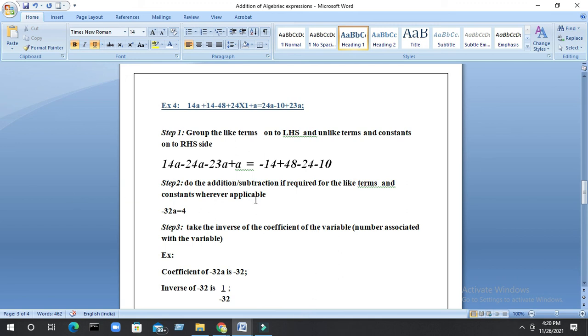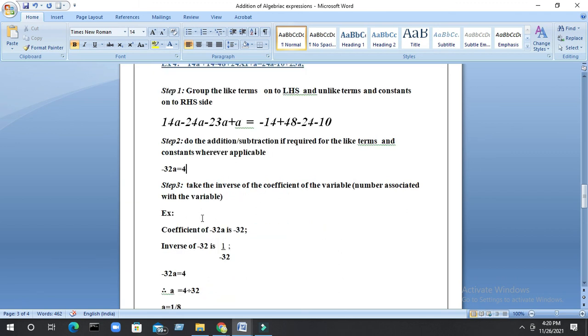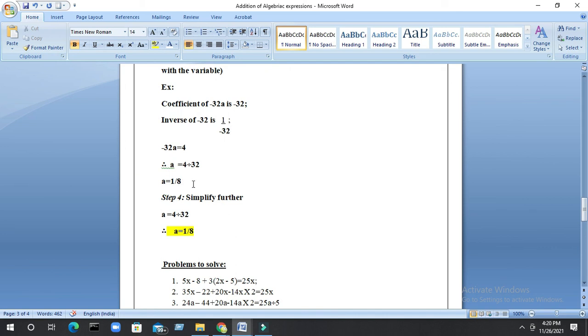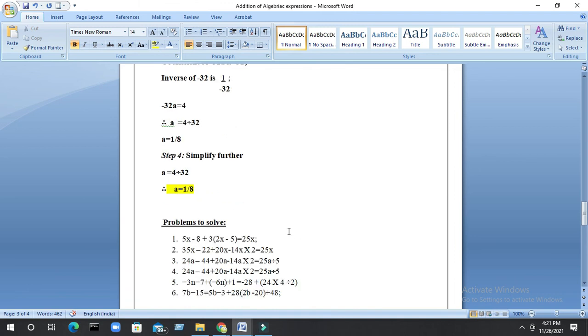Go to step 2. Do the addition and subtraction if required for the like terms and the constants wherever they are applicable. Yes, I am doing the sum here on the LHS. We got minus 32a. Of course, on the right side I have all the constants. Summing them, I got 4. And take the inverse of the coefficient of the variable. So here the variable is a, its coefficient is minus 32. The inverse of it is 1 by minus 32. Therefore, a is 4 divided by 32, which is a is 1 by 8. Simplify further. We have already simplified that in step 3, and just we have given the answer here.